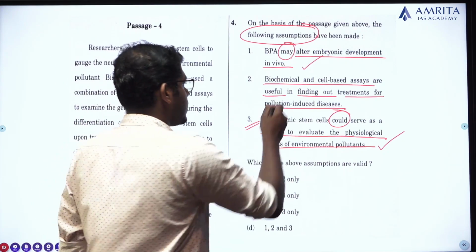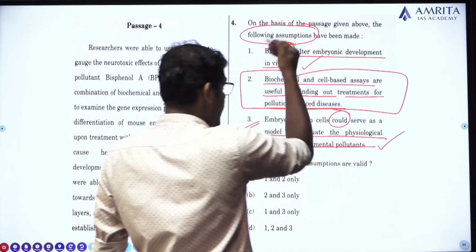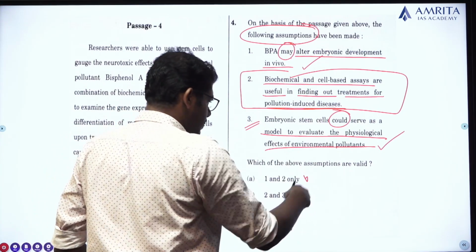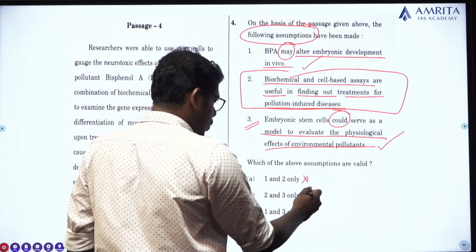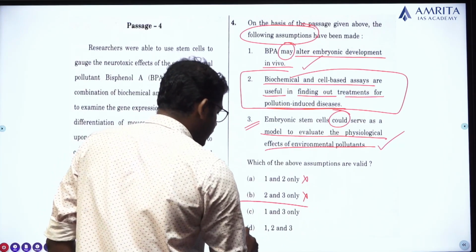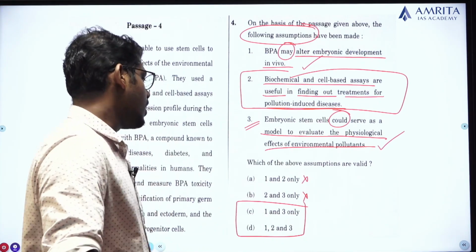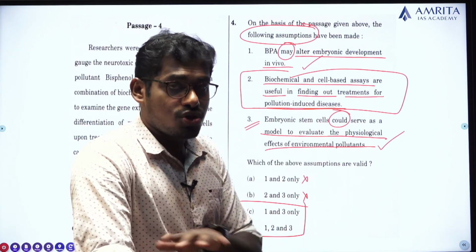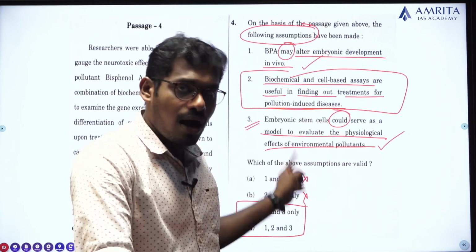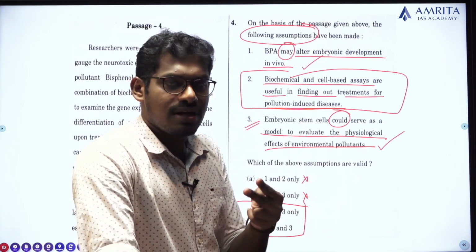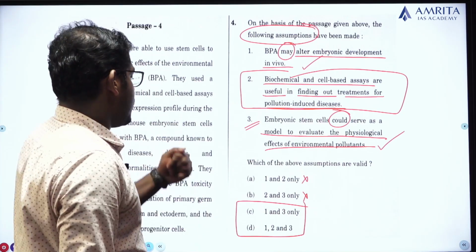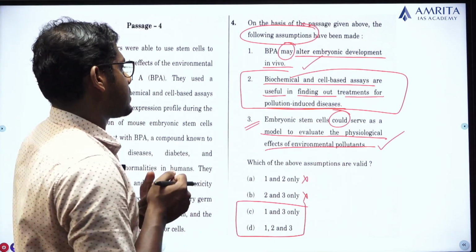Now I am stuck with the second one. If the first and third are correct, then option A can be eliminated. Option B can be eliminated. Now I am left with options C and D. Now it's a 50-50 chance. You should not leave the question now. You have to attempt this question because there is a 50-50 chance to get the right answer. Now we have to check whether the second statement is correct or not.